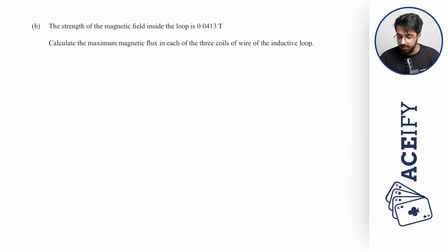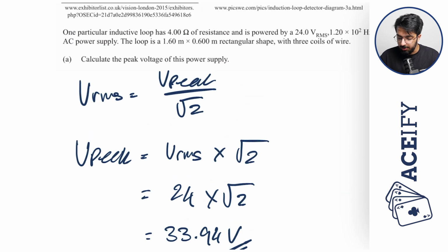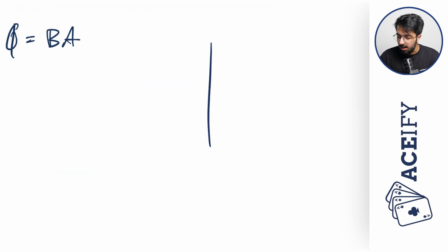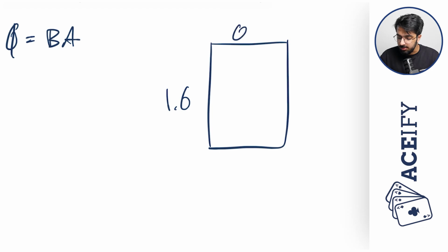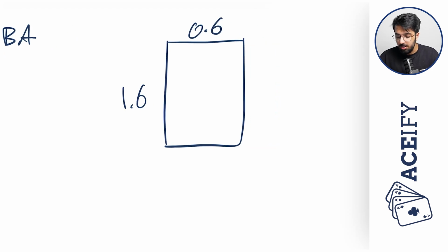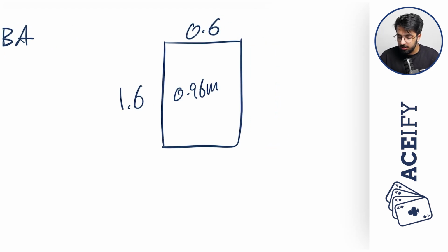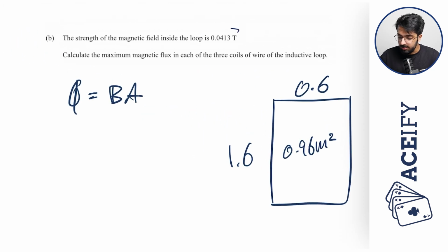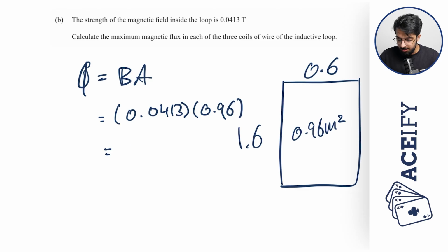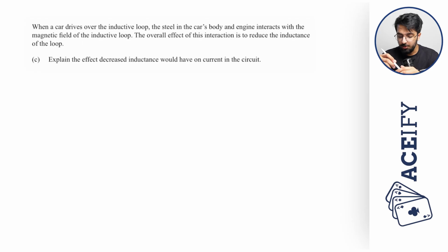Calculate the maximum magnetic flux in each of the 3 coils of wire in the inductive loop. Alright, so we know our flux is equal to the magnetic field strength times our area. We have the dimensions of our rectangular shape, and so our dimensions are 1.6 meters times 0.6. And so this gives an area of 0.96 meters squared. Our magnetic field strength is given, and so we just simply have to plug in our numbers, like so, and this gives a value of 0.0396 Webers.